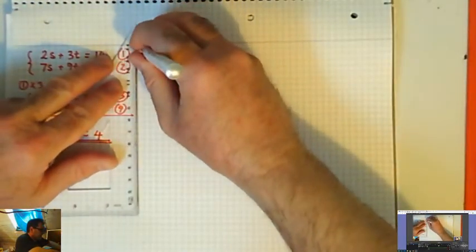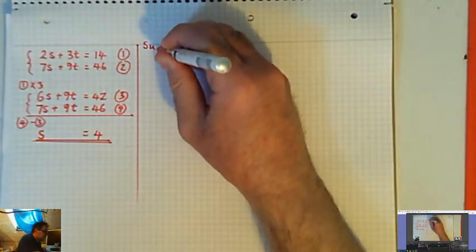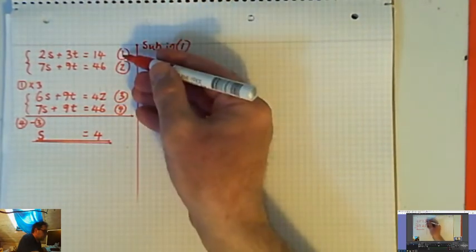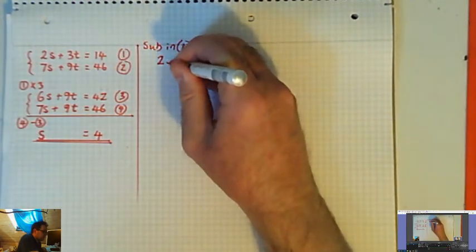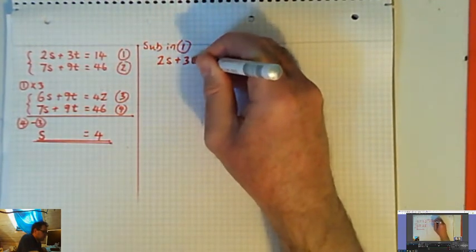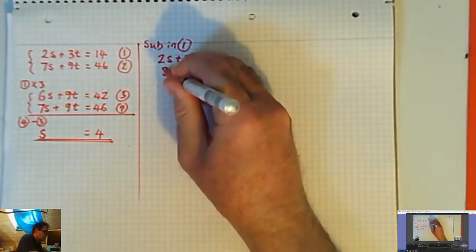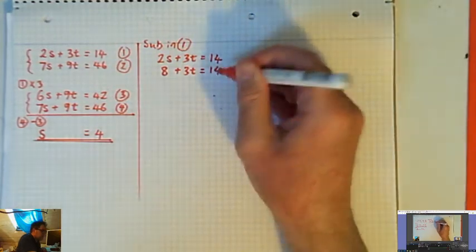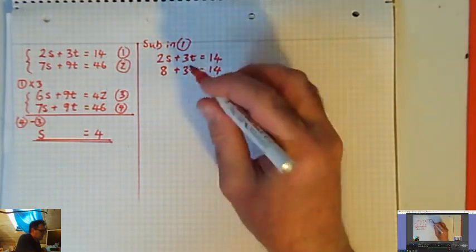Okay, having done that, I'd like to figure out what t is. So I'm going to take that value of s equals 4 and substitute it into my original equation 1. So my original equation 1 said that 2s plus 3t equals 14, but now I've figured out that s is 4, so 2s becomes 8. 8 plus 3t equals 14. And now I've got to figure out what t is.